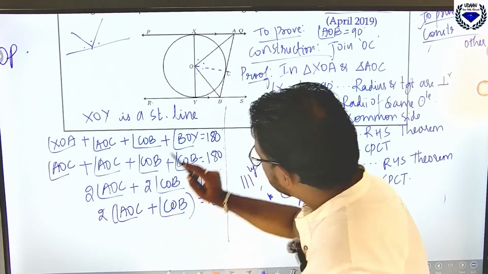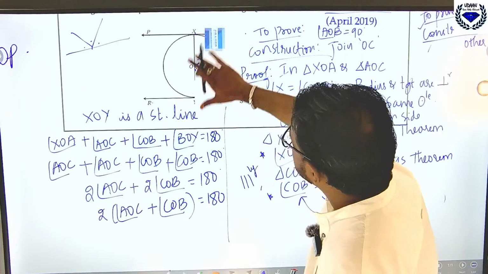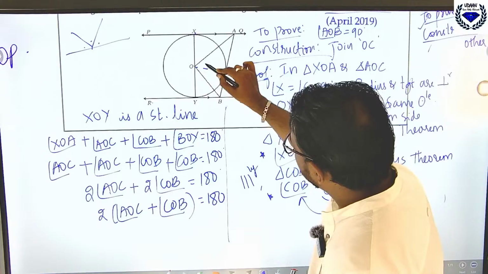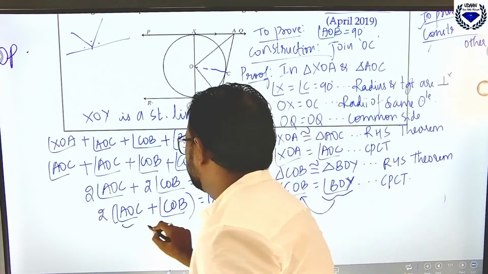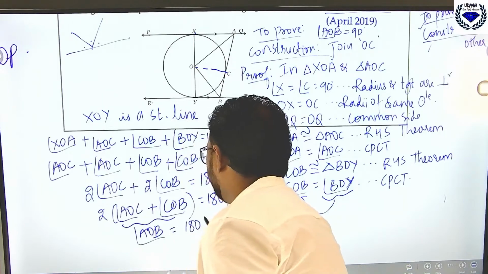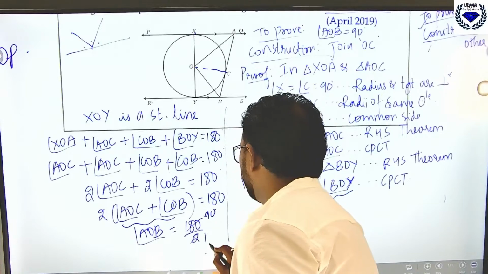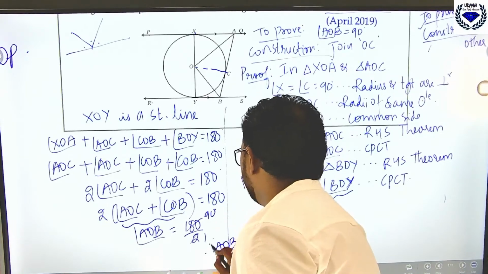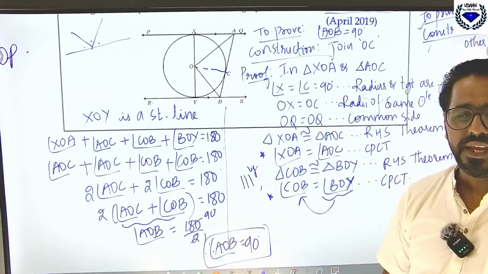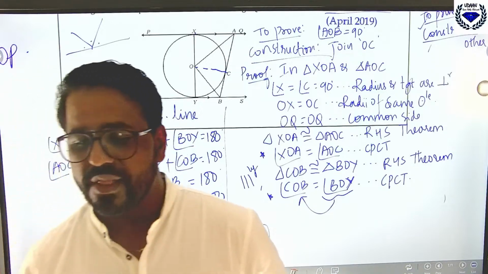Now from the figure just observe AOC plus COB. What will you get? Observe carefully. AOC and COB will give you AOB. That means together from the figure this will become angle AOB. It is 180, and this 2 will come down. So 2 ones are 2, 90s are. Therefore, angle AOB is 90 degrees. This is how you will fetch 3 marks. Like this you should be able to solve all the questions.